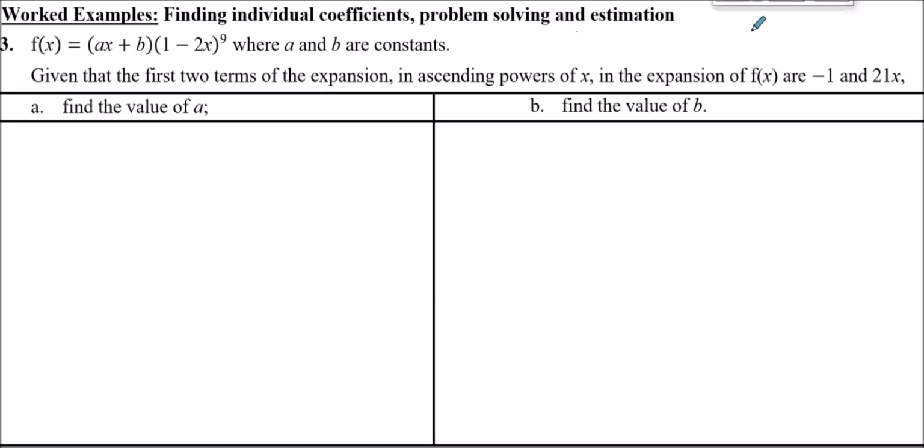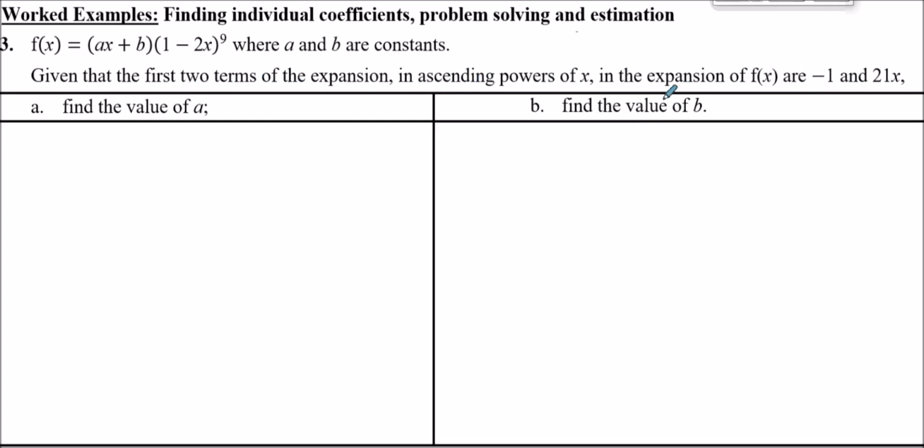Question 3. We have a function f(x), which is defined as (ax + b)(1 - 2x) to the power 9, where a and b are constants. We're told that the first two terms of the expansion in ascending powers of x are -1 and 21x, and we need to find the value of a and then find the value of b.